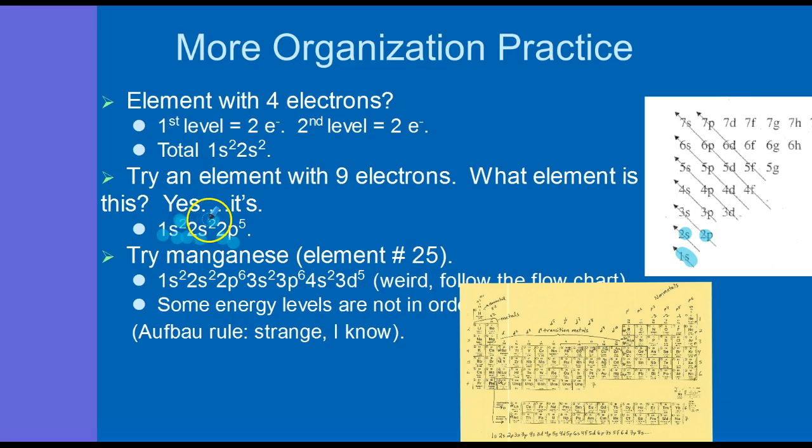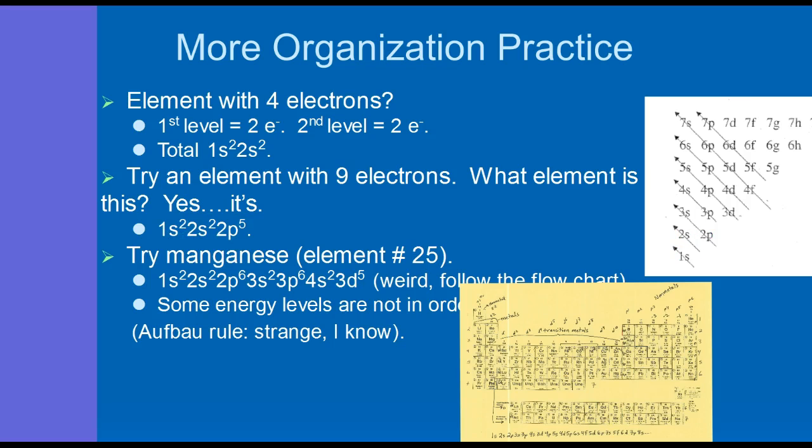So we have 2 plus 2 is 4. And to get to 9, it would be 5 more. p can have a max of 6, so we can have a 5. This element's electron configuration is 1s2, 2s2, 2p5. And what element is number 9? Number 9 is, I can't quite read on that screen there, fluorine. Oh, fluorine's a wicked element.